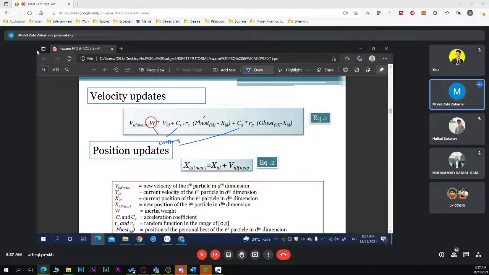This is the global. This is the velocity for ID particle, for each particle. This is the location, the dimension. Okay, this one also what we call random function. Random function range between 0 to 1. It's also random, meaning the system puts randomly the value R1 and R2 ranging between 0 to 1.